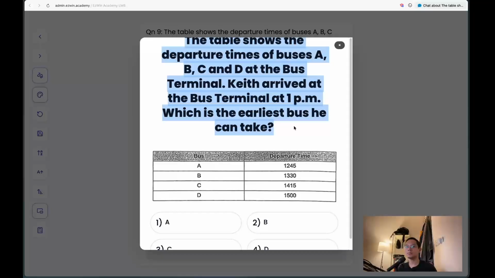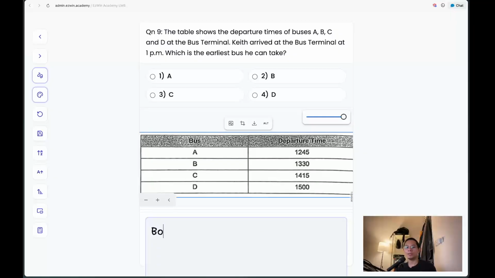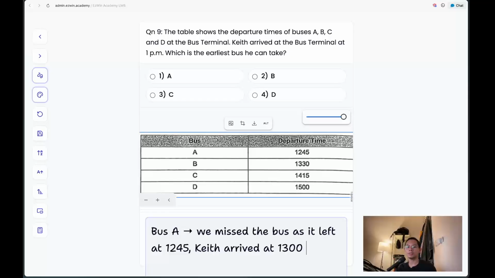What is the earliest bus he can take? So for bus A, we missed the bus as it departs or left at 12:45 because Keith arrived at 1300, or in this case 1 p.m. So bus A in this case is a no-no.